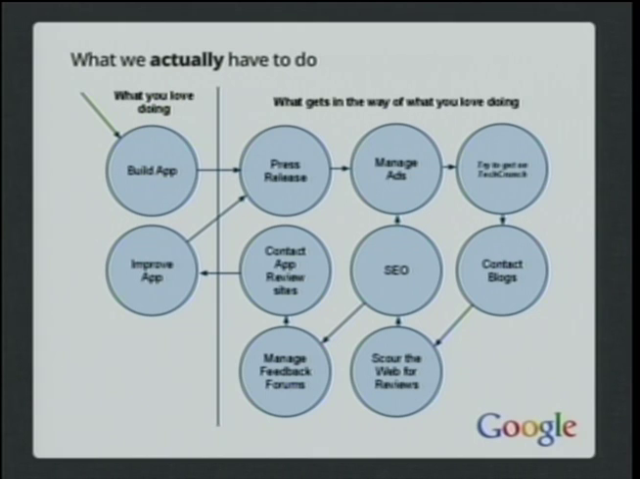Here's what we usually do. Well, we build our app. Then you got to go talk to some press. Then you got to do some ads. Well, you try and get on TechCrunch because TechCrunch is kind of the cool kids' place. Well, then you got to get people on blogs to review your app, right? Like, scour for reviews, search engine optimizer. Like, it's a pain in the butt.